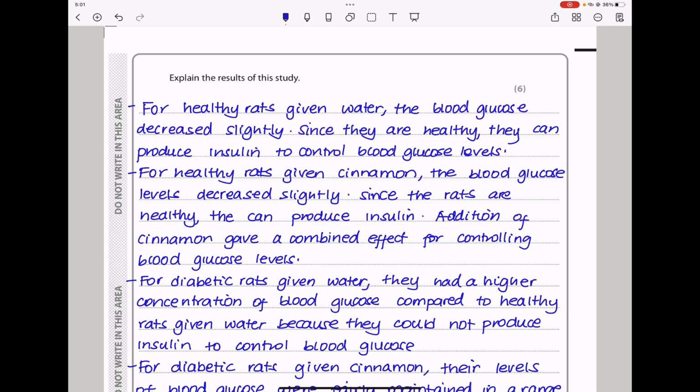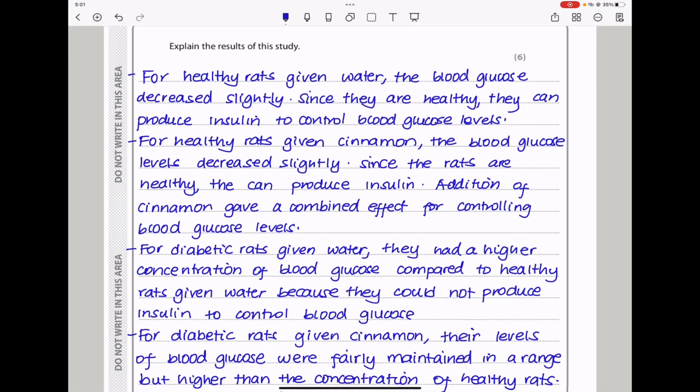Since I've already explained from the table, I'm just going to go through the answers I wrote here. So I said for healthy rats given water, the blood glucose decreased slightly. Since they are healthy, they can produce insulin to control blood glucose levels. And for healthy rats given cinnamon, the blood glucose levels decreased slightly. Since the rats are healthy, they can produce insulin. Addition of cinnamon gave a combined effect for controlling blood glucose levels.